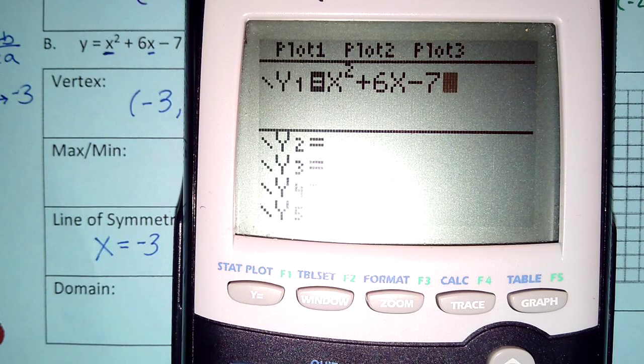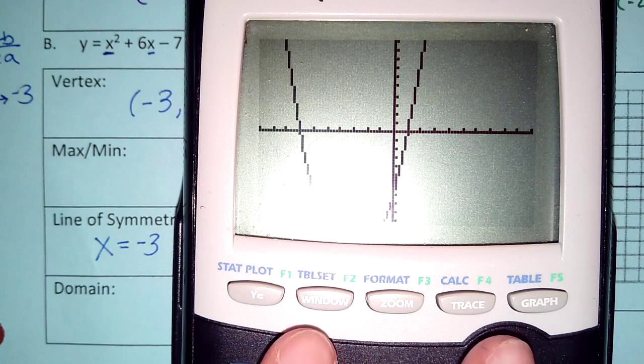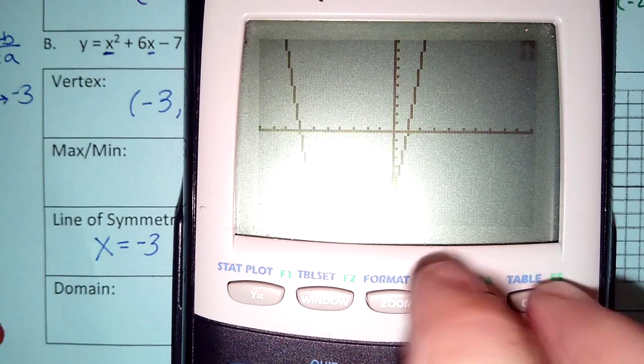And if I want to look at my graph, I can press graph to give myself a little visual. Ooh, it's going to go swoop way down. Yeah, you can't even see it. So I'm going to have to make my graph a little different. Now if I want to look at my table, I'm going to go second graph.